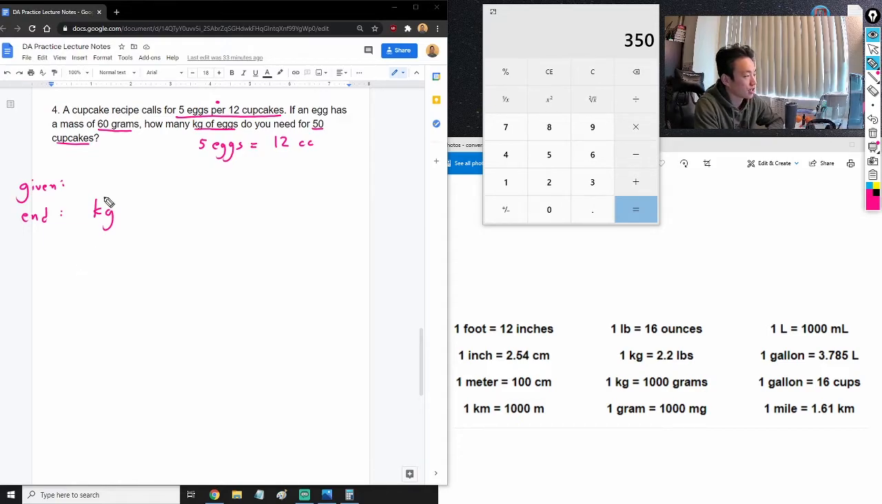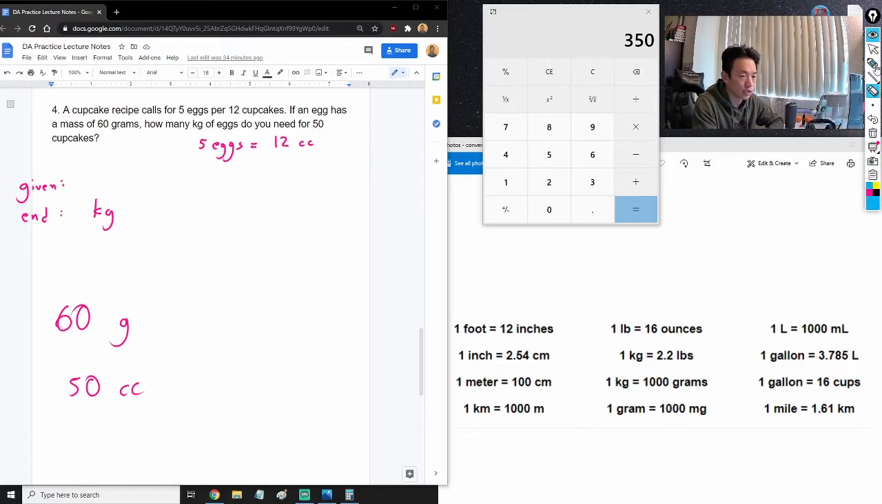Okay, now for our given, we can either do 60 grams or we can do 50 cupcakes. We need to figure that out. So the question to ask is, what is equal to something? Is 60 grams equal to something? Or is 50 cupcakes equal to something? Now, if we take a look at this problem, let me just erase the line so it's easier to read.